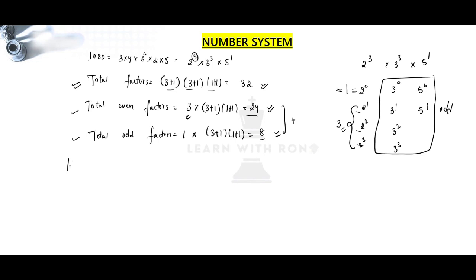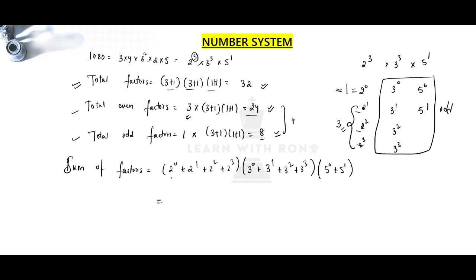Okay, see here, sum of factors. How to find the sum of factors? You can take the formula or you can directly add. See here, first add all these: 2 power 0 plus 2 power 1 plus 2 square plus 2 cube, multiplied with 3 power 0 plus 3 power 1 plus 3 square plus 3 cube, multiplied with 5 power 0 plus 5 to the power of 1. Okay, see here: 2 power 0, 1, 2, we have 4 here, we have 8, multiplied with 1, 3, 9, we have 27 here, and we have 1 plus 5 here.